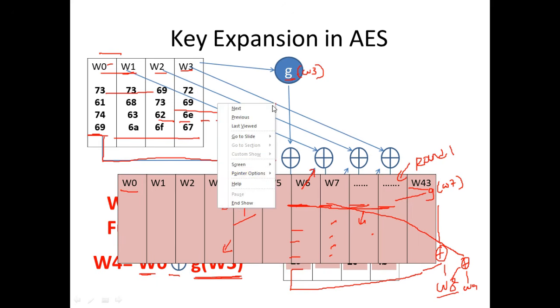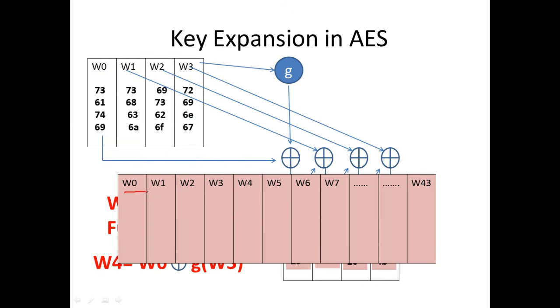Let me erase all the ink on the slide. So we started with W0, W1, W2, W3, the original key. We were able to find W4, W5, W6, W7. Like that, the same process continues until we reach word 43. And in every round, 4 words are used as an input. So these 4 words are used as an input to round 1, and the next 4 words will be used as an input to round 2, like that. And it continues.